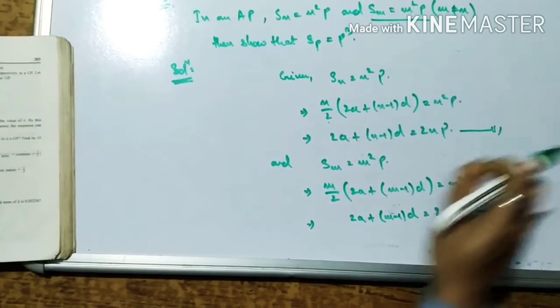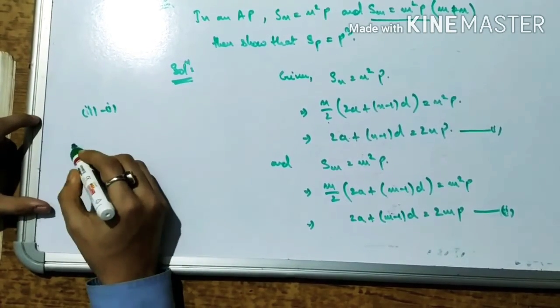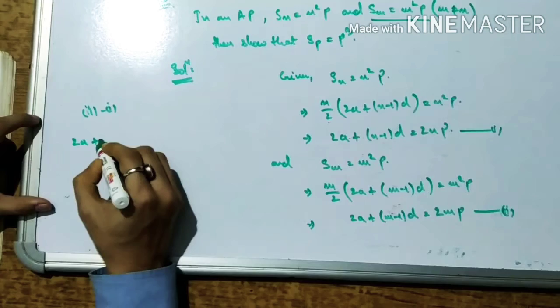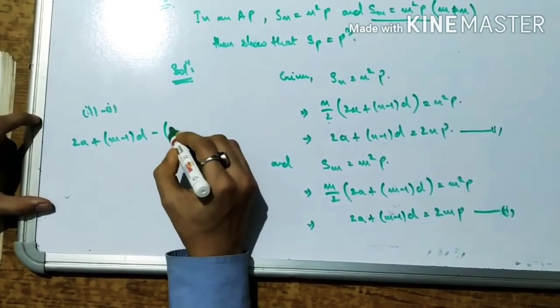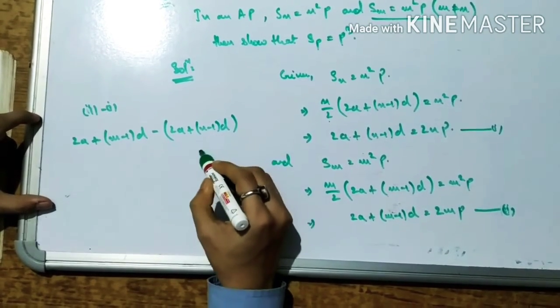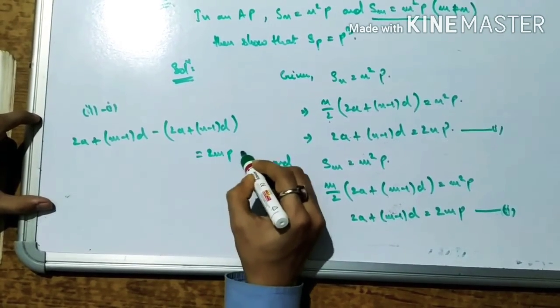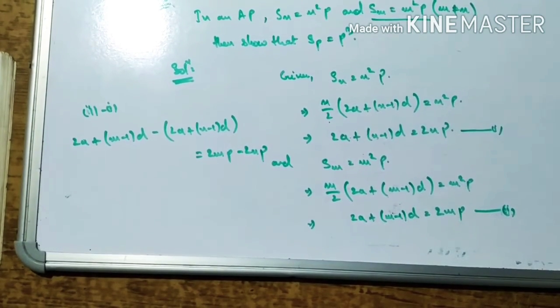Now what I will do, equation 2 minus 1 I will do. So here, 2a plus (m minus 1)d minus (2a plus (n minus 1)d) is equal to 2mp minus 2np.